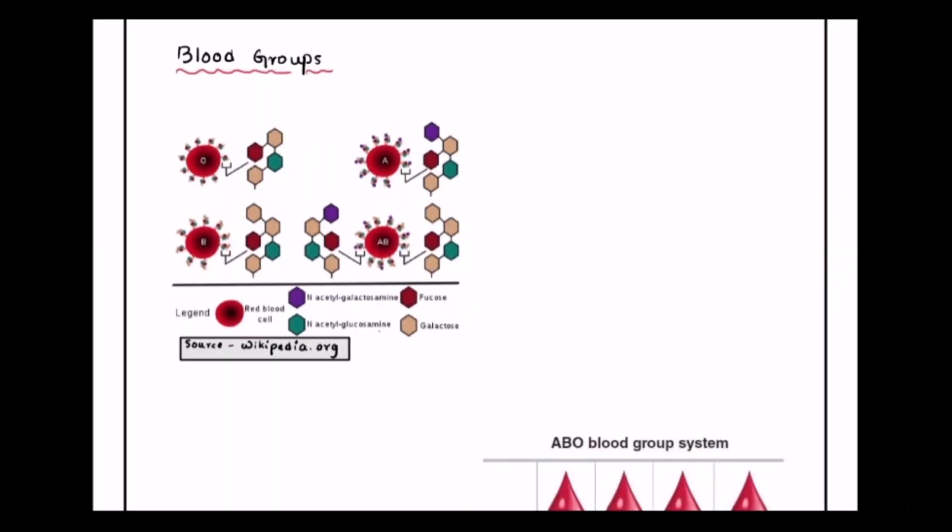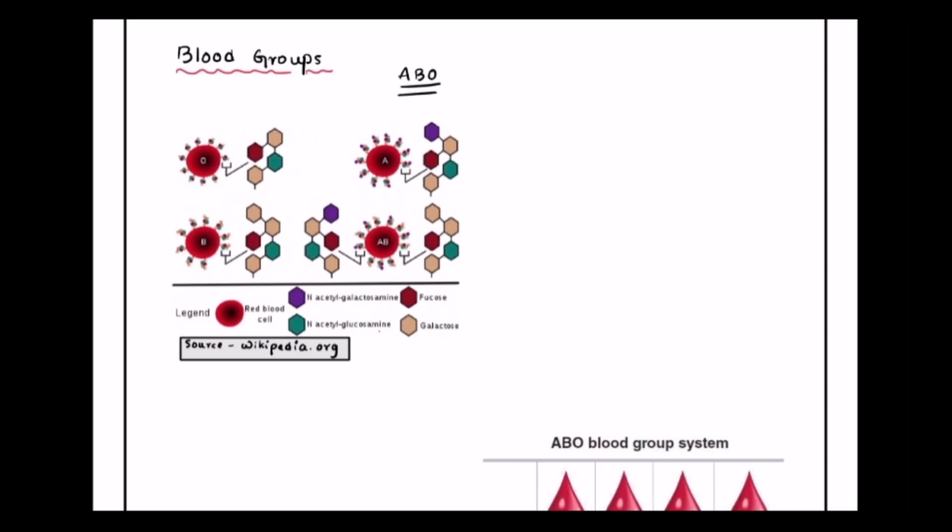Alright, so continuing our topic of discussion, that is the circulatory system, we are going to take a look at the blood groups or the blood grouping system. And the most used blood grouping system that we know is the ABO blood grouping system.